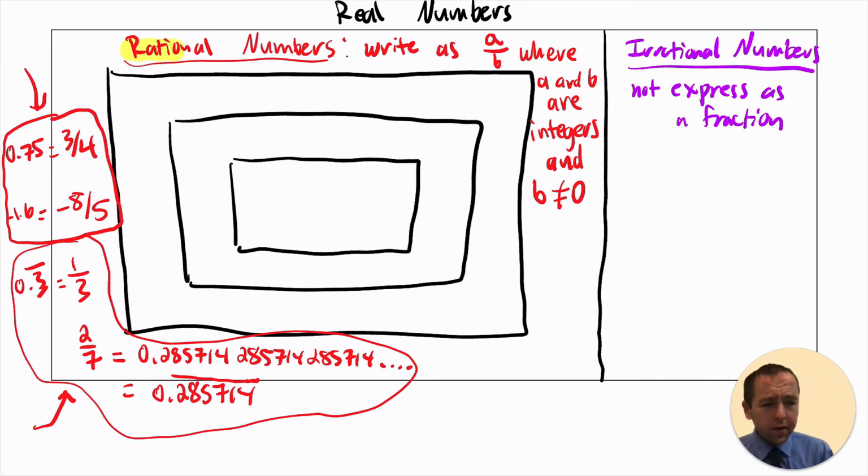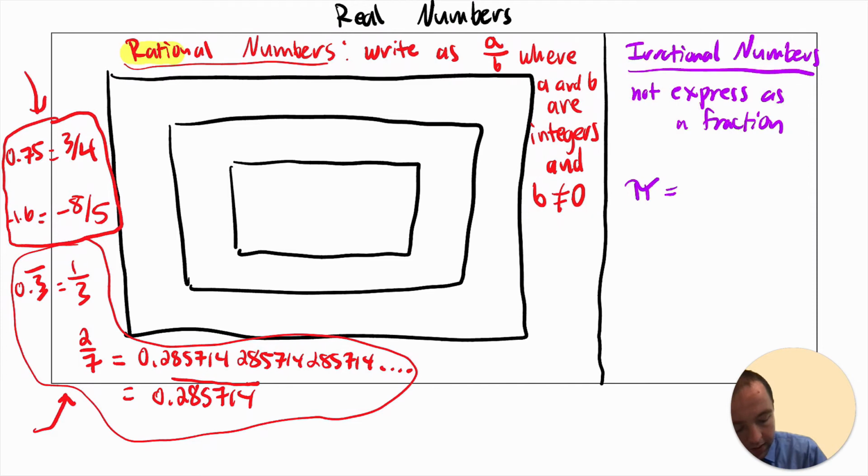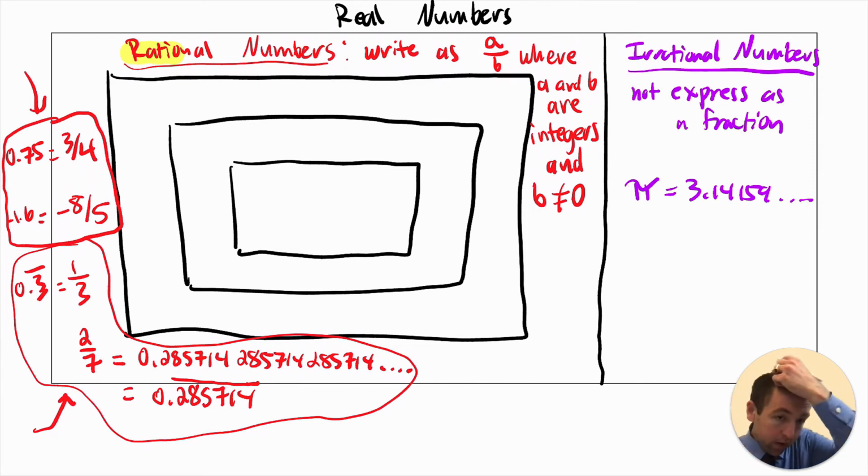So let me give you some examples. Pi is a pretty common example. You can come up with fractions that get you really close to pi, like 22/7 gets you kind of close to pi, like 3.14 at least. But there is no fraction actually that can equal pi itself. We know that pi is 3.14159, etc., right?